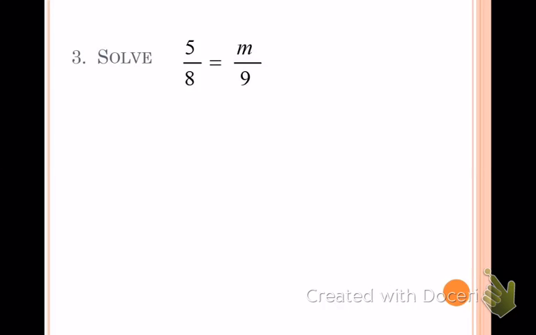Try this guy. See what you come up with for m, and we'll go on from here. Okay? Did you get 45 over 8 or 5.6? Okay, cross multiply, and that's what you should get.